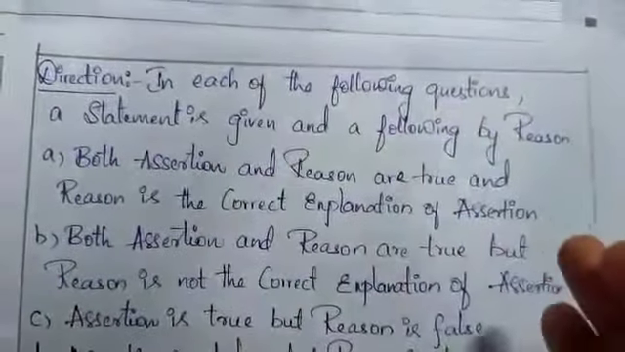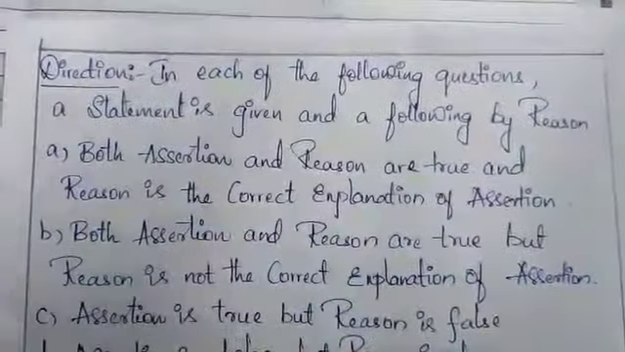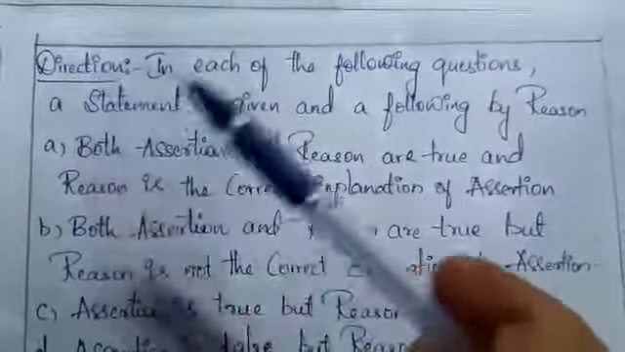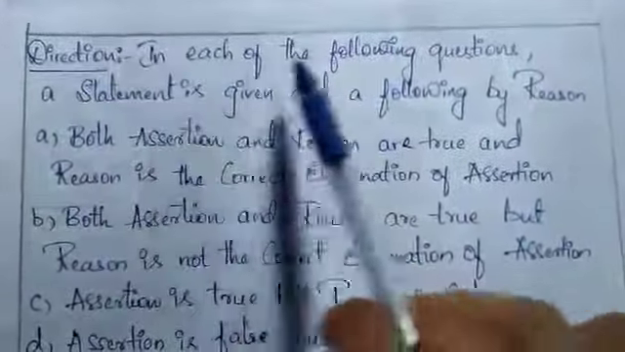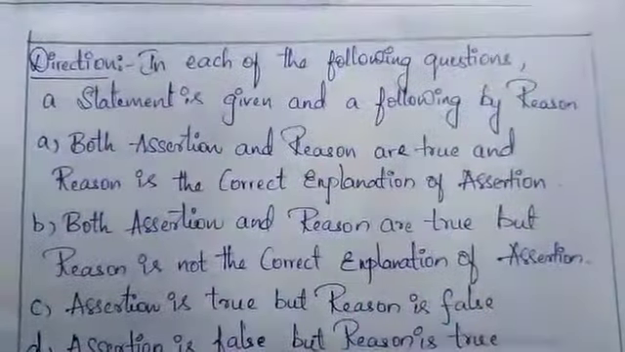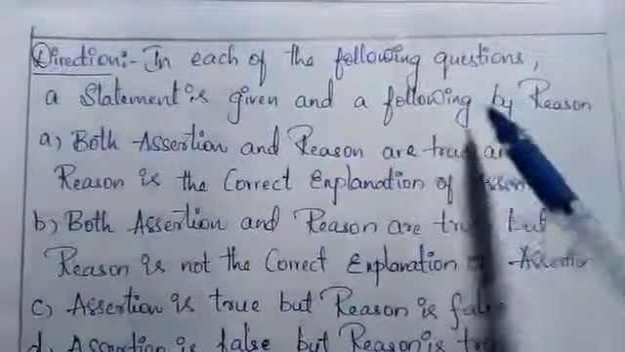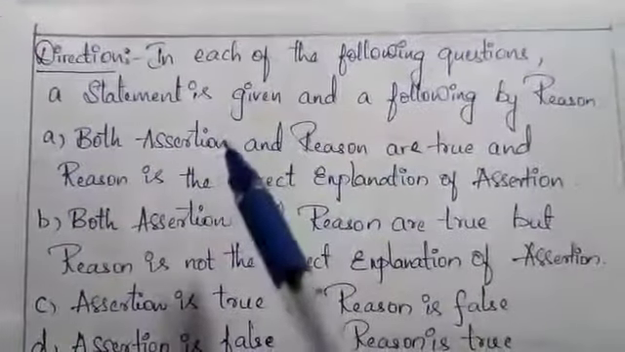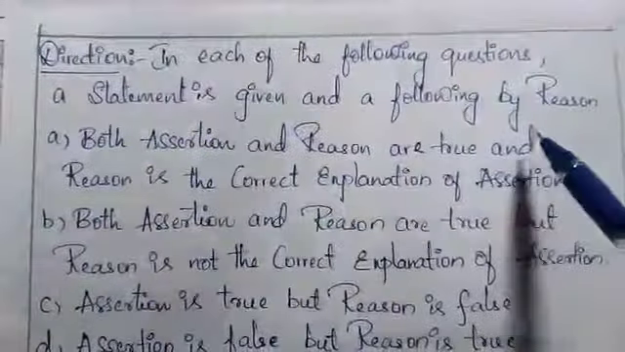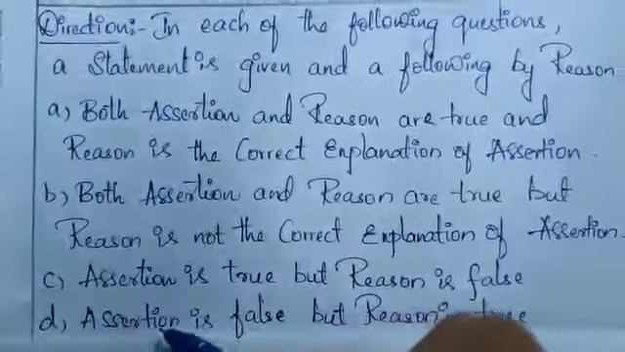Next, the new topic for you, as we have already discussed, is assertion and reason type questions. You can observe the direction before it; we are going to give the question here. In each of the following questions, that is 5 questions you will get based on assertion and reason, children. A statement is given, followed by a reason. A statement, that is the assertion, will be given, and followed by the assertion a reason will be given here. You can see here also there are 4 options present.